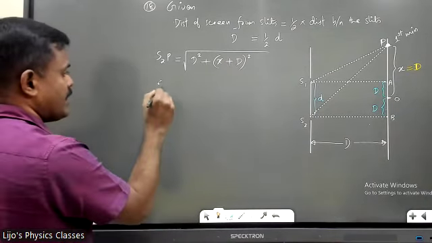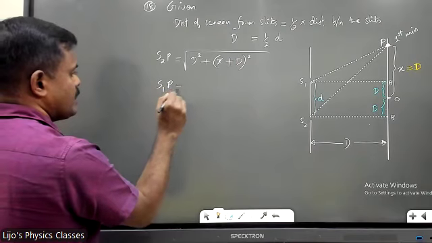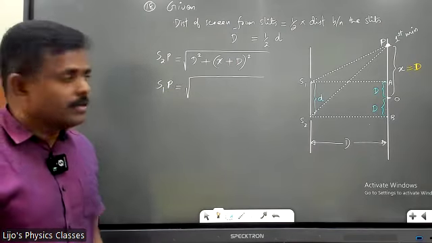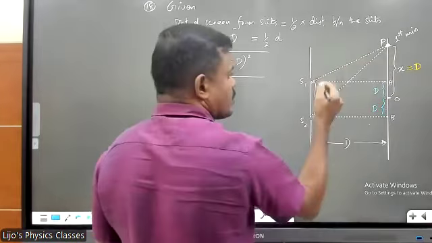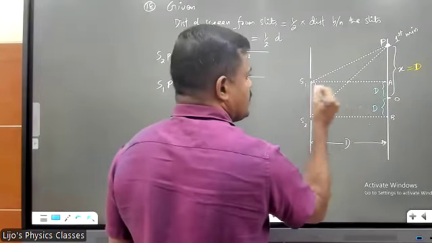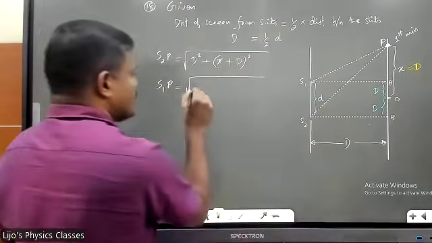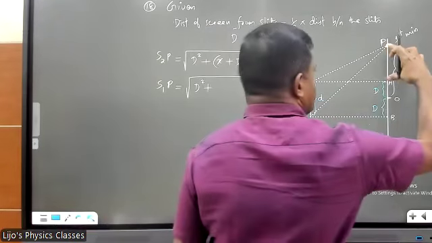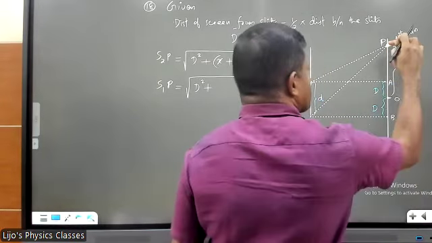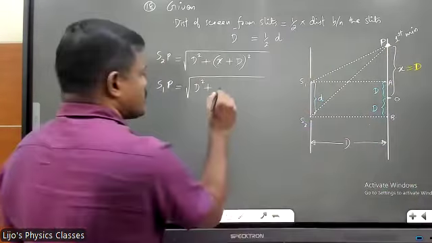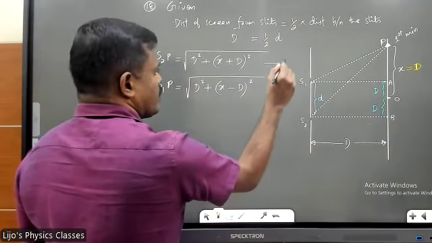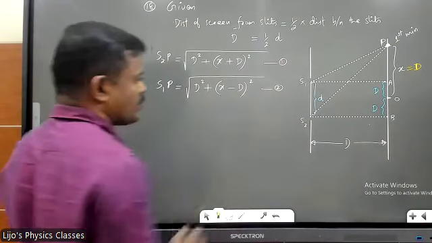Now, in a similar way, in the other smaller triangle, find S1P. What is S1P? This is hypotenuse again, root of base square. This is base square, that's also D square, plus altitude. This is altitude. This much is x, this much is d. So that must be x minus d the whole square. Equation 1 and equation 2.